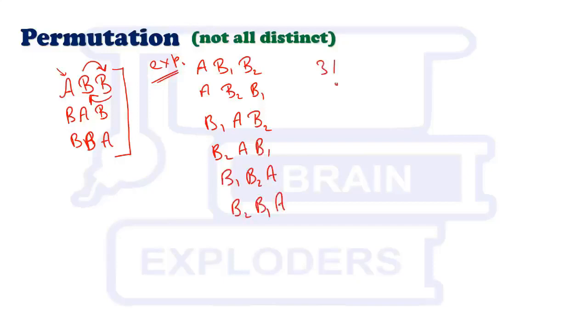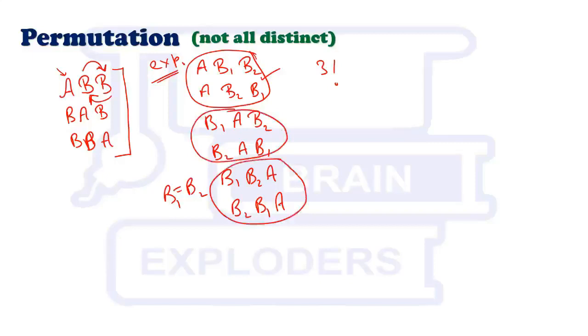But as soon as we consider that B1 is equal to B2, meaning both are identical, we will find that these 2 observations and these 2 observations at the bottom are the same as those made here. So that's why we have to divide this by 2 factorial.